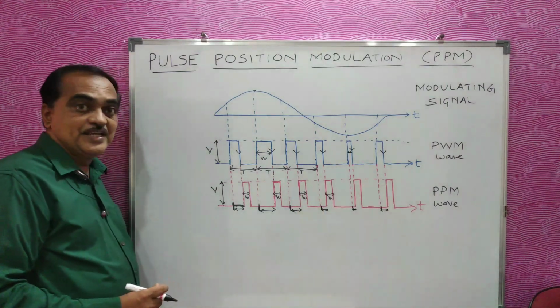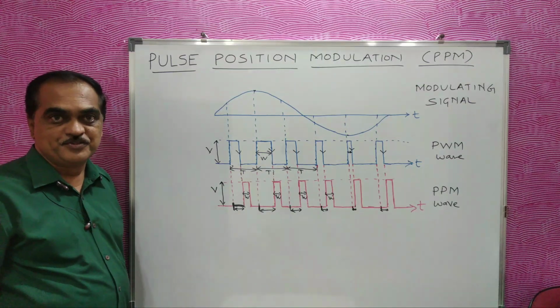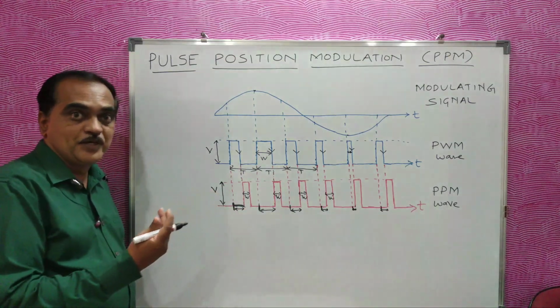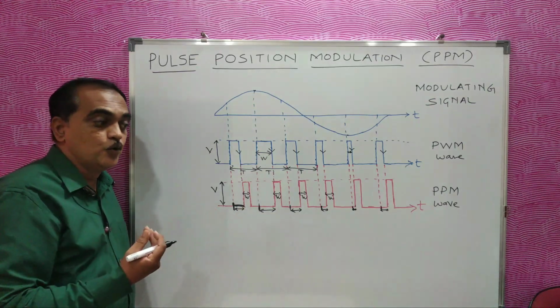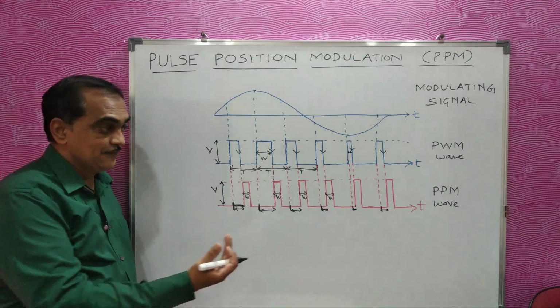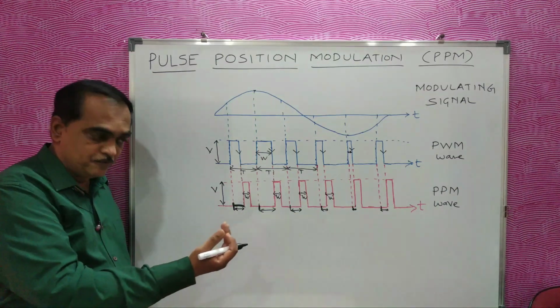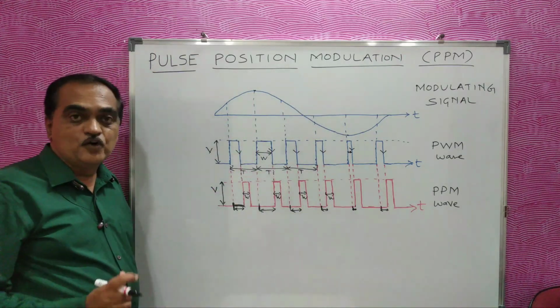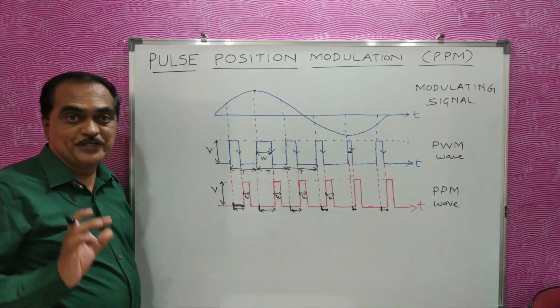But what will vary is the position of the pulses. So the pulses will go ahead if the analog signal is going more positive. They will come before, they will come nearer, when the signal is going more negative. That is how the position of the pulses is going to be.